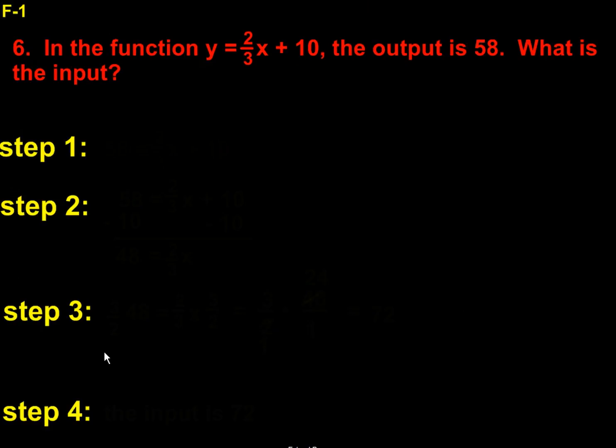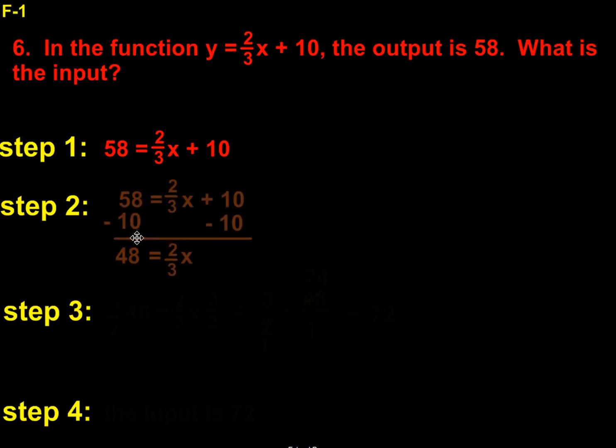And let's take a look at question number 6. It says, in the function y equals 2/3 x plus 10, the output is 58. What is the input? Well, remember the output is the y value. So as I rewrite this, I can substitute 58 for y, and that still leaves me with 2/3 times x plus 10. I can then subtract 10 from each side, which is going to give me 48 equals 2/3 x. Now, as you look at this, you may be inclined to think initially, well, I have to divide by 2/3 to remove it, and then do the same thing over here.